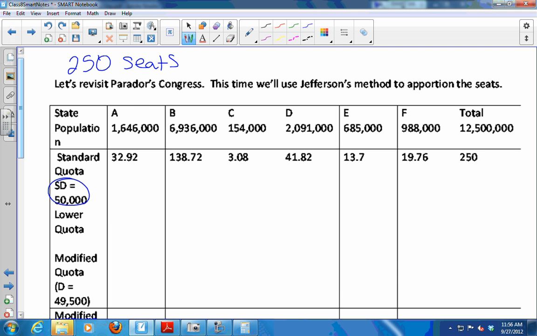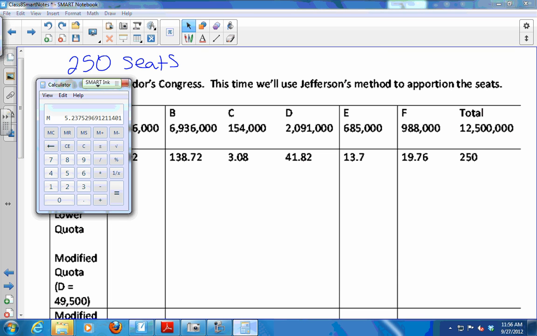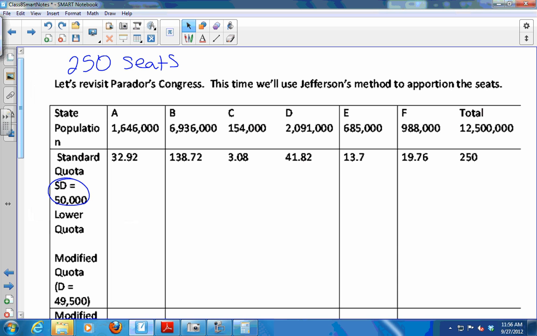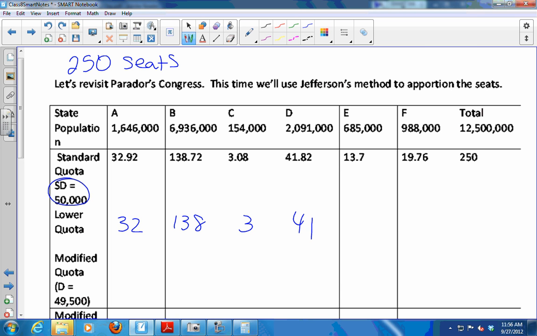So I took the total population, 12,500,000, divided by 250 seats, and I got 50,000 people per seat. So I divided each state's population by 50,000. When I round them all down, I get 32, 138, 3, 41, 13, and 19. And you come up with 246. So we have 4 extra seats.